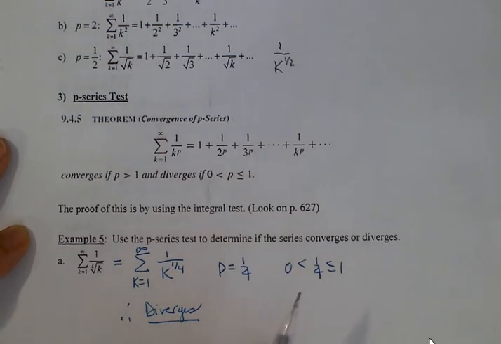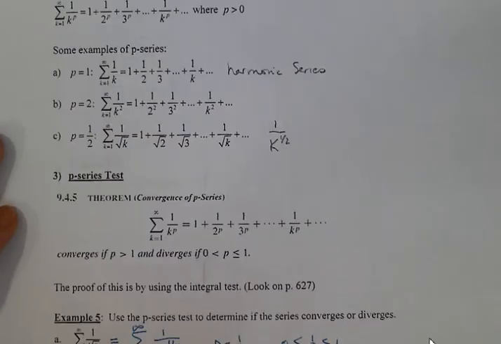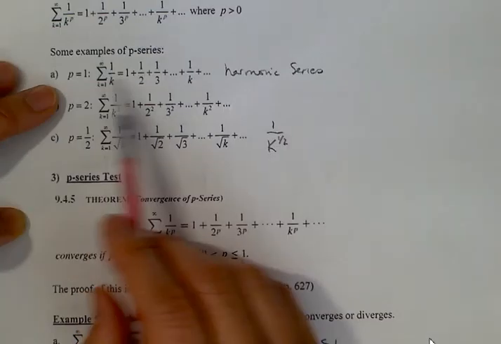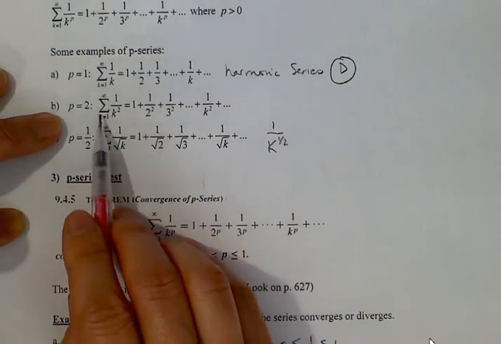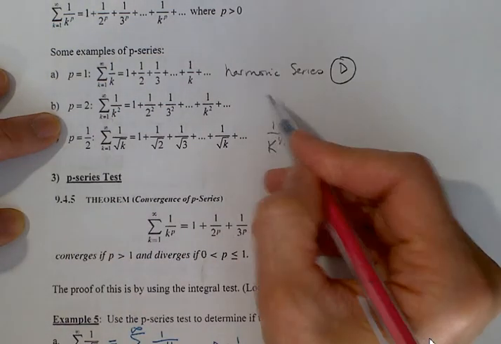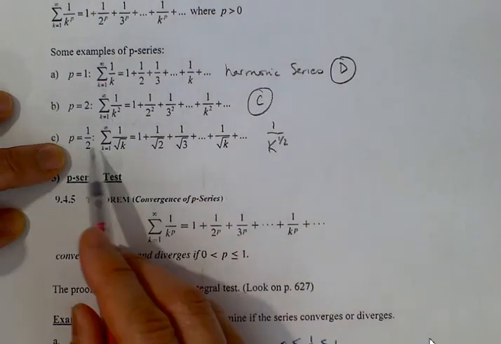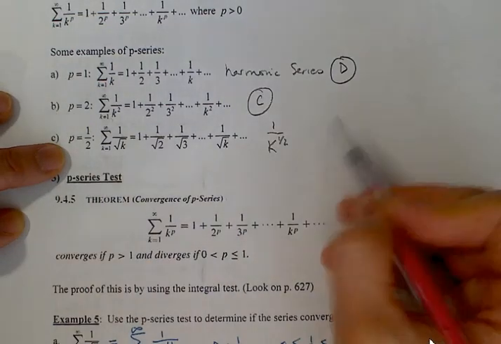Okay, so if you look back up here, this one is p equal to 1, so this diverges. This one is p equal to 2, which is greater than 1, so this converges. And this is p equal to 1/2, so that means that it diverges.